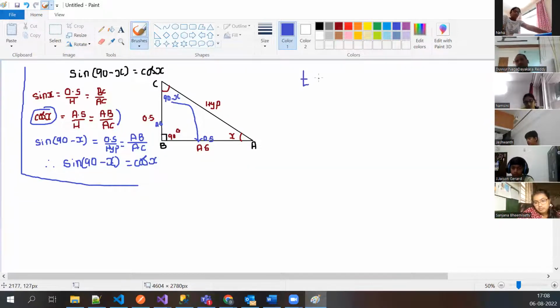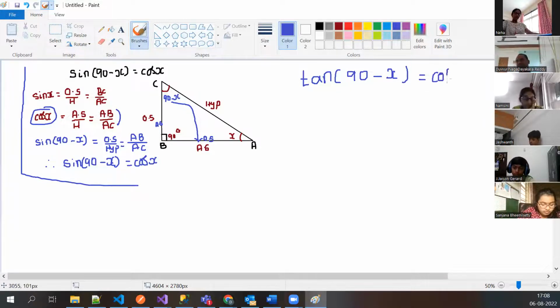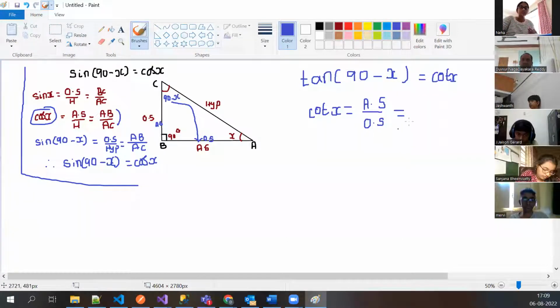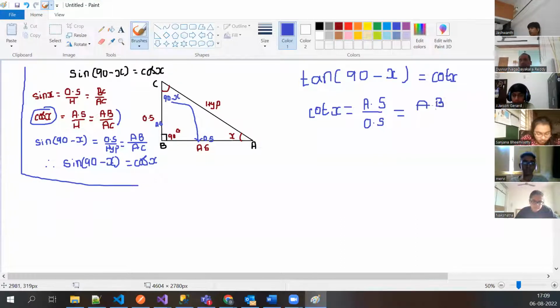We need to prove that tan of 90 minus x is equal to cot x. Now from the diagram, tell me the definition of cot x. Adjacent side by opposite side. What is the adjacent side when I am talking about x? This will become the adjacent side, red color. So the adjacent side is AB, by what is the opposite side? BC. Right.